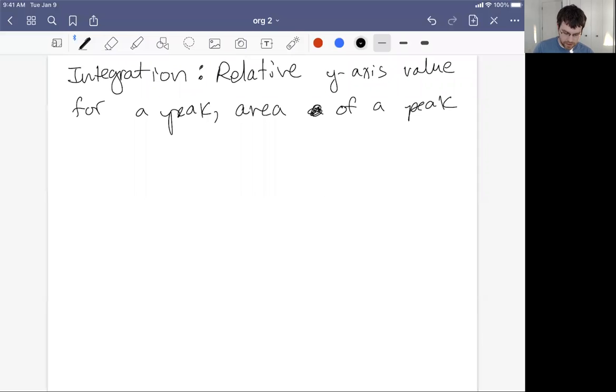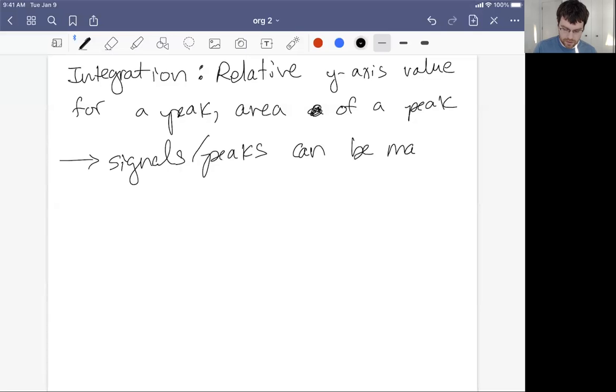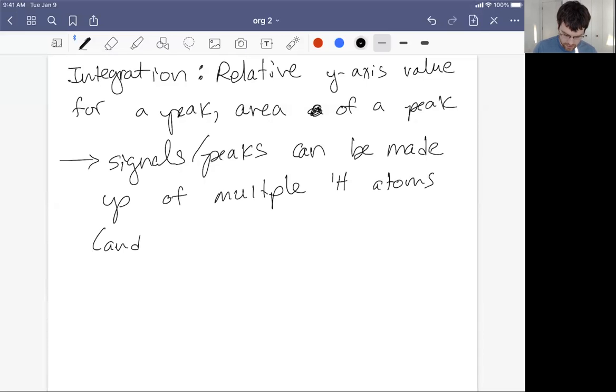The important thing to remember here, by the way, is that integration is one of the least complicated things that students make ultra complicated. It's actually fairly straightforward, especially if you get the number of signals. This will totally come pretty quickly. So signals or peaks can be made up of multiple 1H atoms and C13 atoms, but it doesn't work as well with C13 atoms.